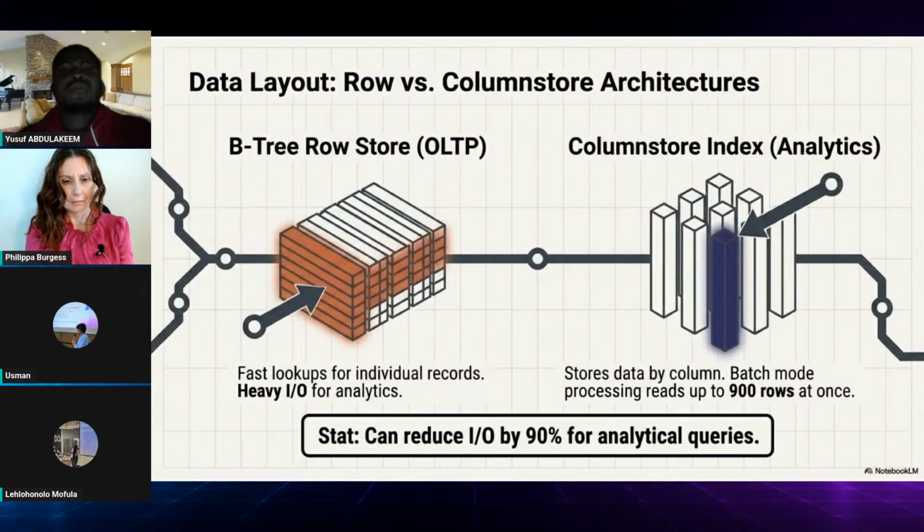So data layout, that is row versus column store architectures. We have the B-tree row store, for OLTP, and the columnstore index, which is for analytics. So there are fast lookups for individual records for OLTP. Then the columnstore index stores data by column, with batch mode processing of up to 900 rows at once. So this can reduce IO by 90% for analytical queries.